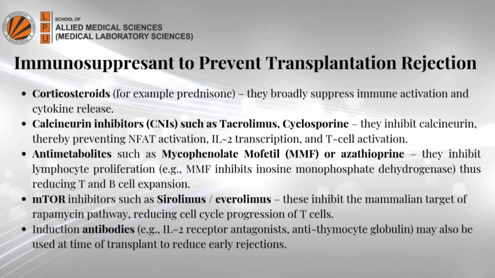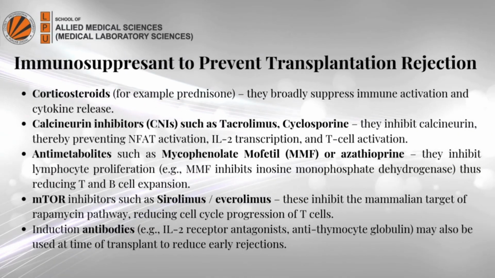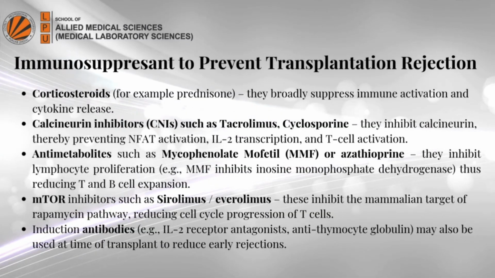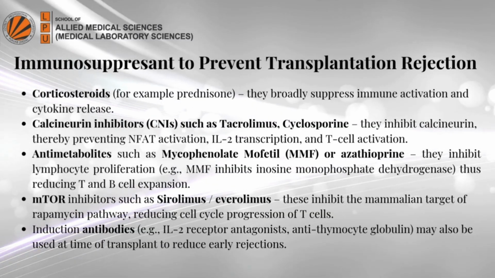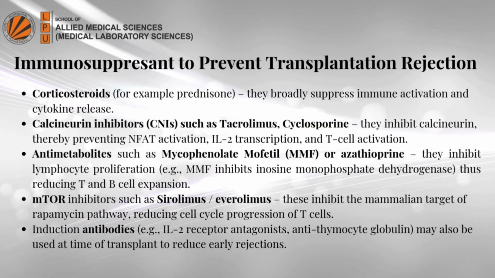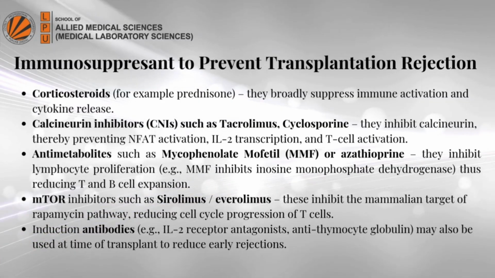Induction antibodies, e.g., IL-2 receptor antagonists and anti-thymocyte globulin, may also be used at the time of transplant to reduce early rejection risk. These drugs are often used in combination so that lower doses of each reduce side effects but still suppress the immune response enough to protect the graft.